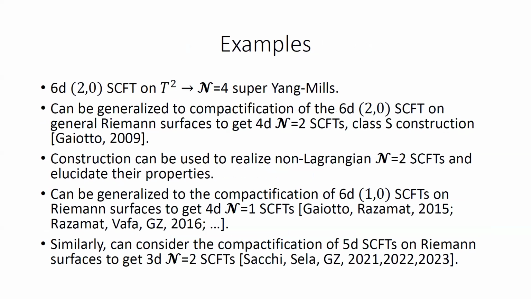Probably the most well-known example in this class is the reduction of the 6D (2,0) theory on a torus, where you get N=4 super Yang-Mills. Of course, the hallmark of this reduction is that the complex structure modulus of the torus becomes the coupling constant of N=4.